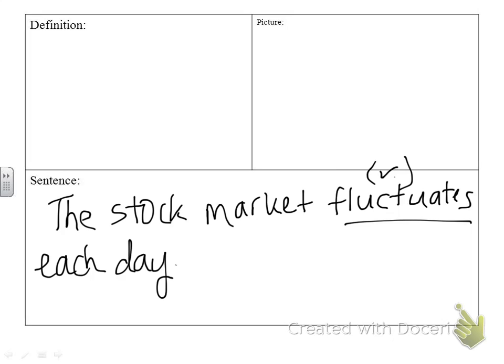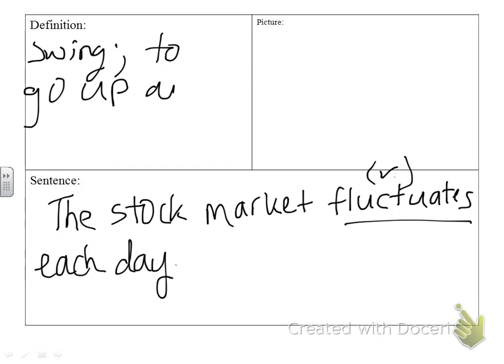And what does this word mean? Nick kind of hinted at it. What does it mean, Dimitri? Changes. Yeah, it means like changes, goes up and down, swings. We could say the stock market fluctuates, the numbers go up and down. Or if you're sick, your temperature fluctuates, it goes up and down. The tide fluctuates, it comes in and out. All right, so we're going to say swing, to go up and down. Okay?